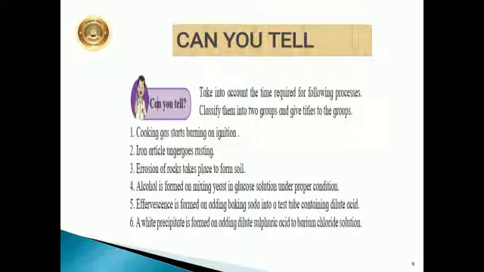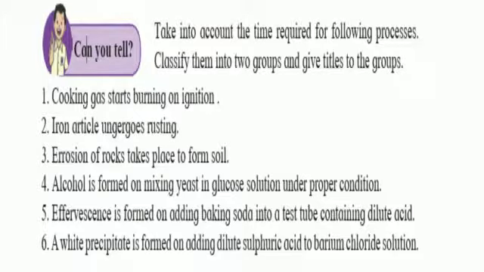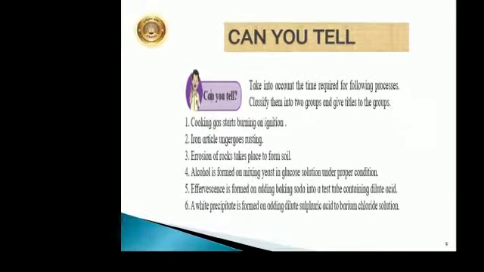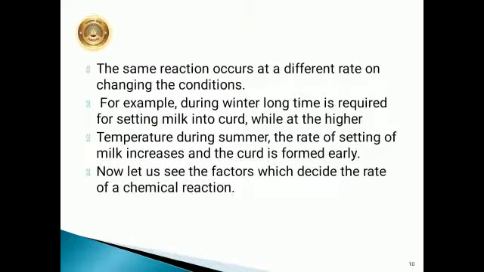Alcohol is formed on mixing yeast in glucose solution under proper conditions. Effervescence is formed on adding baking soda into a test tube containing dilute acid. A white precipitate is formed on adding dilute sulfuric acid to barium chloride. Now just see on what these reactions depend. So the above reactions occur at different rates on changing the conditions.